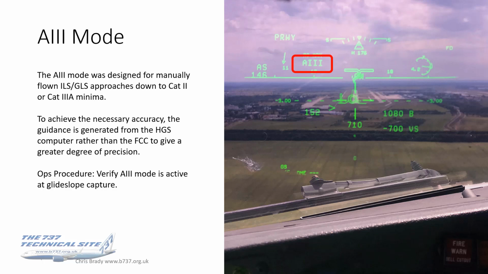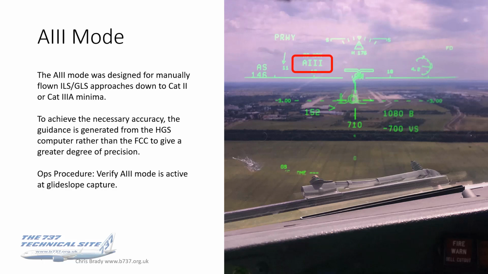The A3 mode is designed for manually flown ILS or GLS approaches right the way down to Cat 2 or Cat 3A minima. Now, as you can imagine, that demands a very high level of accuracy, and of course we've all flown the aircraft on the flight director and know that at times that can be a little bit off. In fact, at times you can actually see a disagreement between the left hand and the right hand flight directors. I'm sure we've all noticed that from time to time. That can't be allowed to happen when you're hand flying to Cat 3 minima.